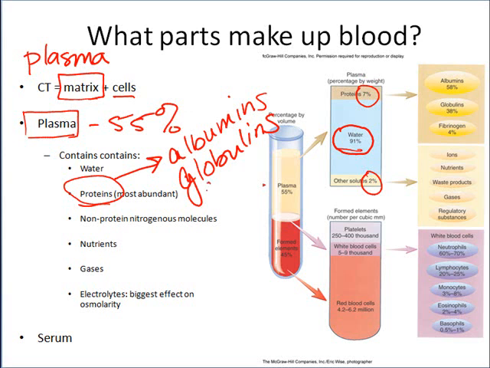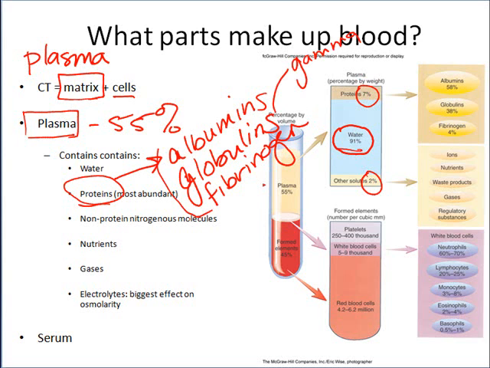There's also, among the proteins, fibrinogen. Fibrinogen is a clotting protein. It's a precursor to a clotting protein called fibrin, which we'll learn about later. Now, with the exception of the gamma globulins, all the others that I've mentioned here are made by the liver.